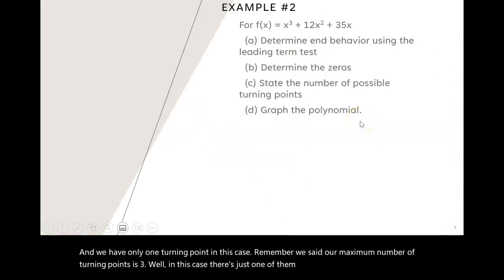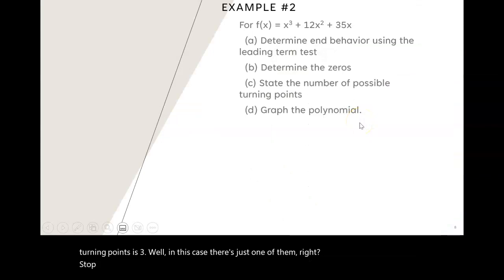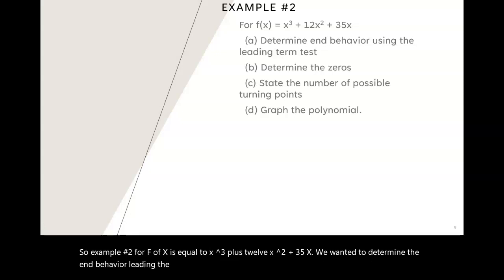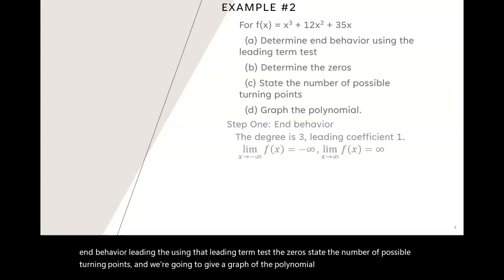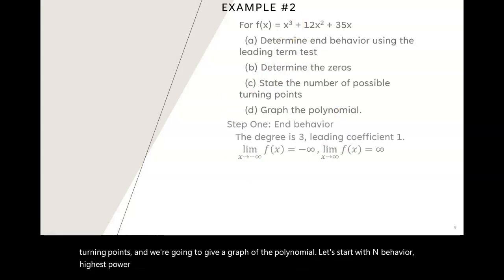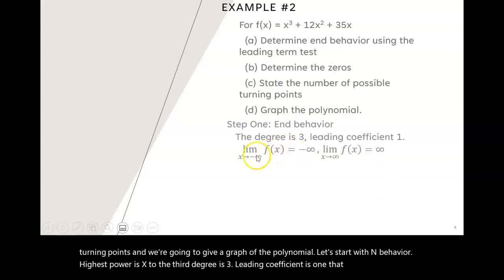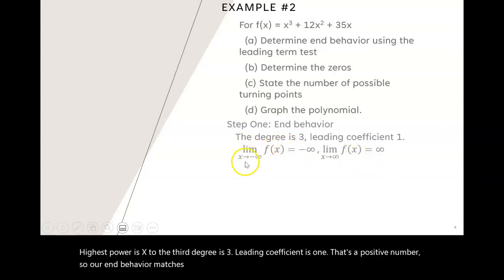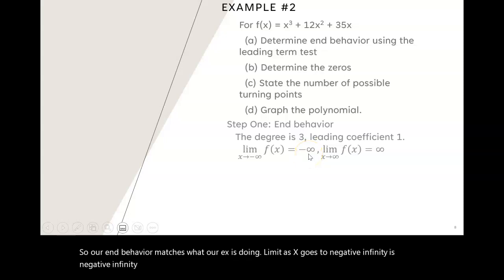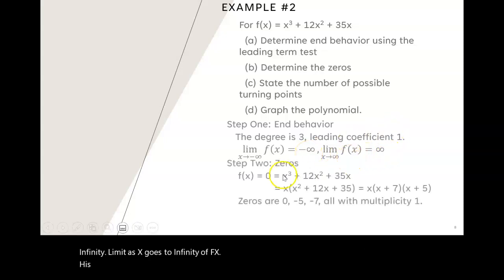All right. So example number 2, for f of x is equal to x cubed plus 12x squared plus 35x. We want to determine the end behavior using that leading term test, the zeros, state the number of possible turning points, and we're going to give a graph of the polynomial. Let's start with end behavior. Highest power is x to the third, so degree is 3. Leading coefficient is 1. That's a positive number, so our end behavior matches what our x is doing. Limit as x goes to negative infinity is negative infinity. Limit as x goes to infinity of f of x is positive infinity.